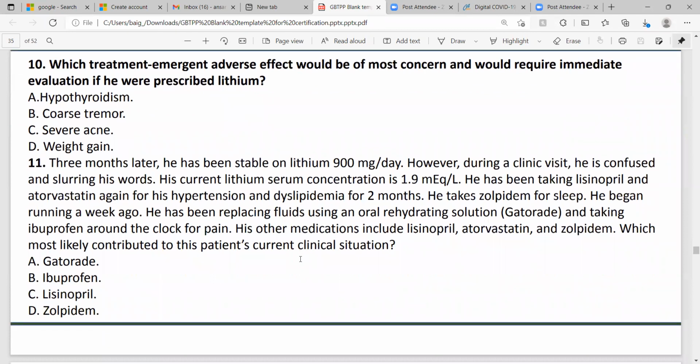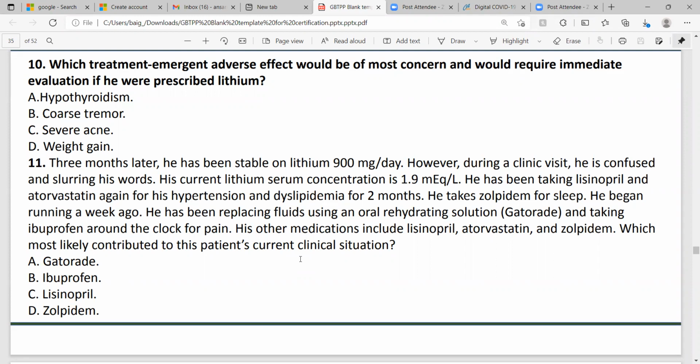The next question is, 3 months later, he has been stable on lithium 900 milligrams per day. However, during a clinic visit, he's confused and slurring his words. His current lithium serum concentration is 1.9. He has been taking lisinopril and atorvastatin for his hypertension and dyslipidemia for 2 months. He takes zolpidem for sleep. He began running a week ago. He has been replacing fluid using an oral rehydration solution, Gatorade, and taking ibuprofen around the clock for pain.